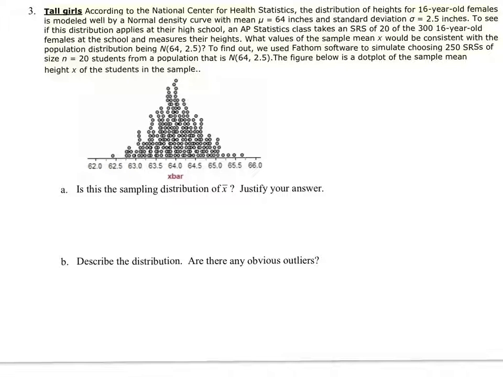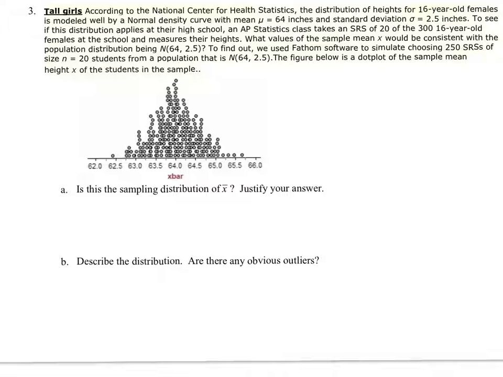All right, so let's look at number 3. So let's look at this survey on tall girls. According to the National Center for Health Statistics, the distribution of heights for 16-year-old females is well modeled by the normal density curve with a mean mu equals 64 inches and a standard deviation sigma equals 2.5 inches. To see if this distribution applies at their high school, an AP Stats class takes an SRS of 16-year-old females at the school and measures their heights. What values of the sample mean x bar would be consistent with the population distribution being normal with a mean of 64 and a standard deviation of 2.5?